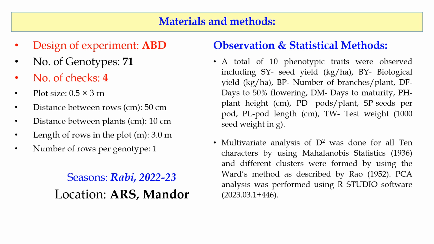Each genotype was accommodated in a single row plot of 3-meter length with a spacing of 50 cm between rows and 10 cm between plants. A total of 10 phenotypic traits were observed, which are enlisted in the slide. The multivariate analysis of D-square was done for all these 10 characters by using Mahalanobis statistics, and different clusters were formed by using Ward's method as described by Rao, and principal component analysis was performed using RStudio.